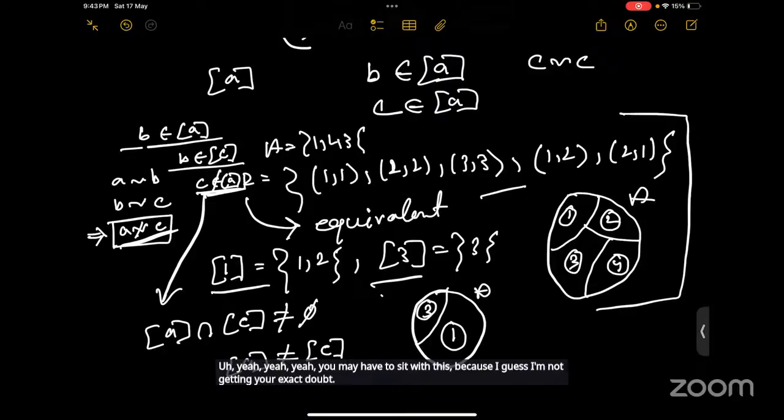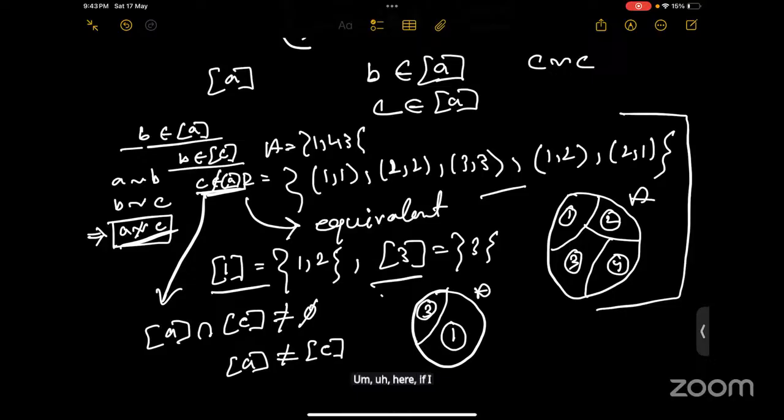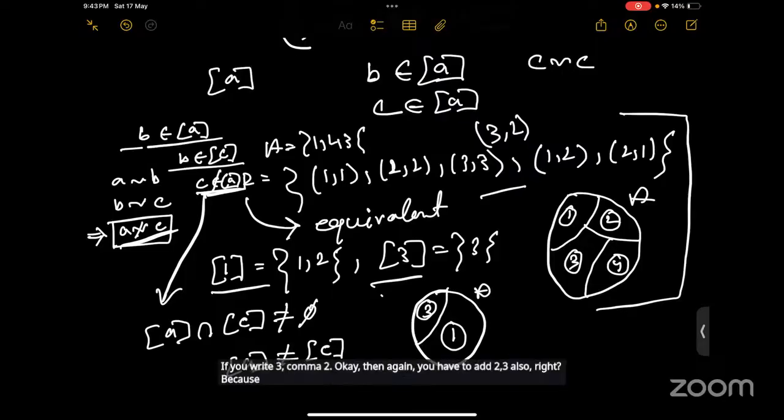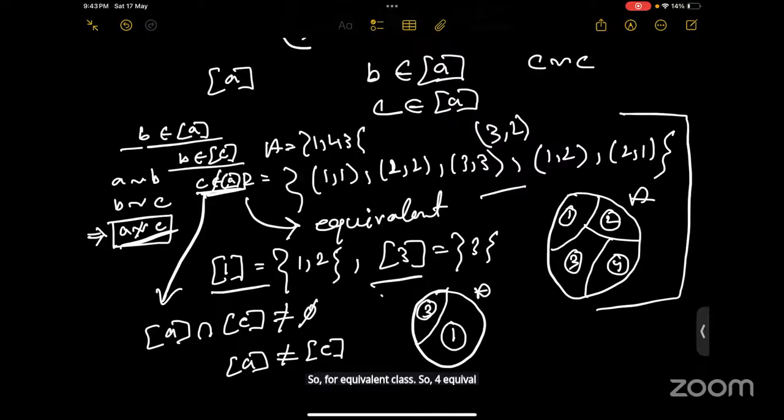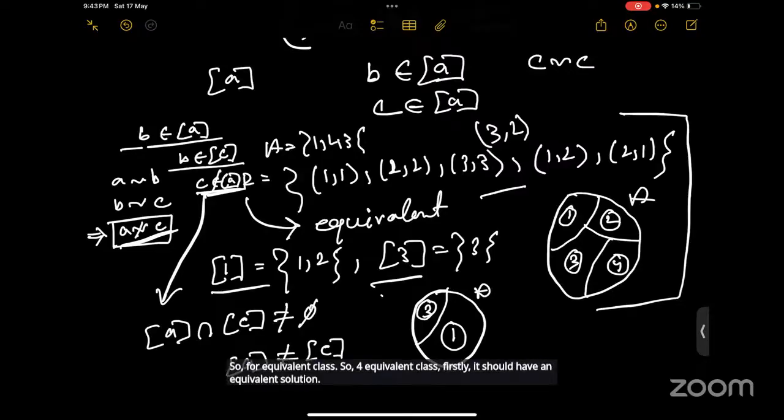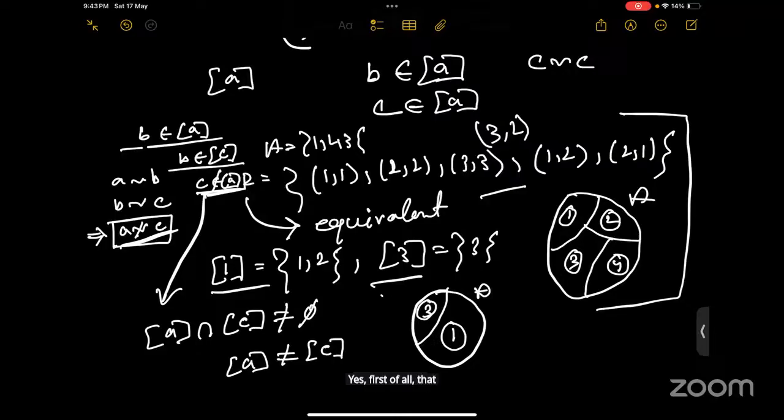Ma'am, here if I write in R (3, 2), then the equivalence class of 3 will be {3, 2}. Am I right? If you add (3, 2) in R, then again you have to add (2, 3) also, right? Because for an equivalence class, firstly R should be an equivalence relation. First of all, R should be an equivalence relation. Then you can define the equivalence class. Otherwise not.